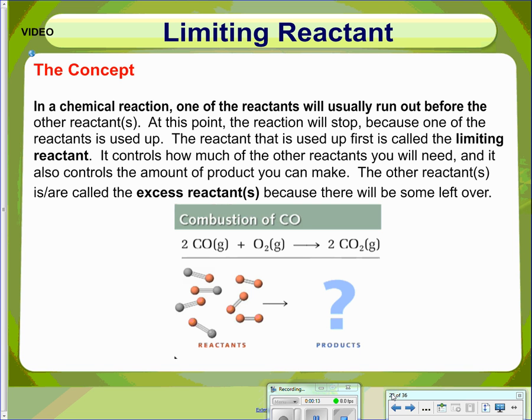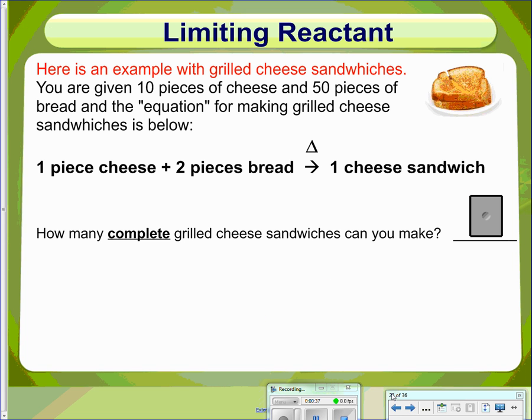In a chemical reaction, one of the reactants will usually run out before the other reactants. At this point, the reaction will stop because one of the reactants is used up. The reactant that's used up first is called the limiting reactant. It controls how much of the other reactants you will need, and it also controls the amount of product you can make. The other reactants are called excess reactants because there will be some of those left over.